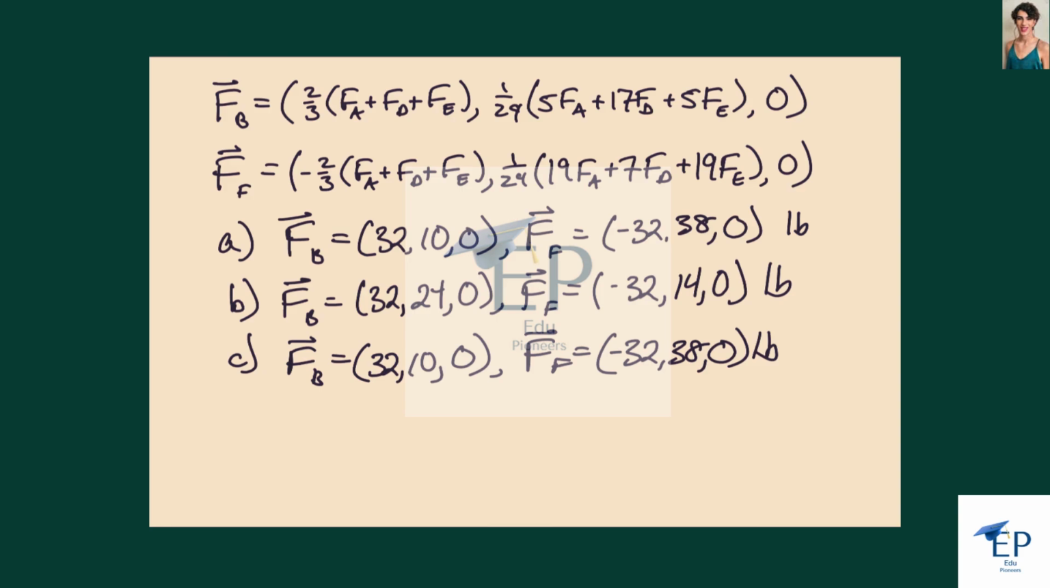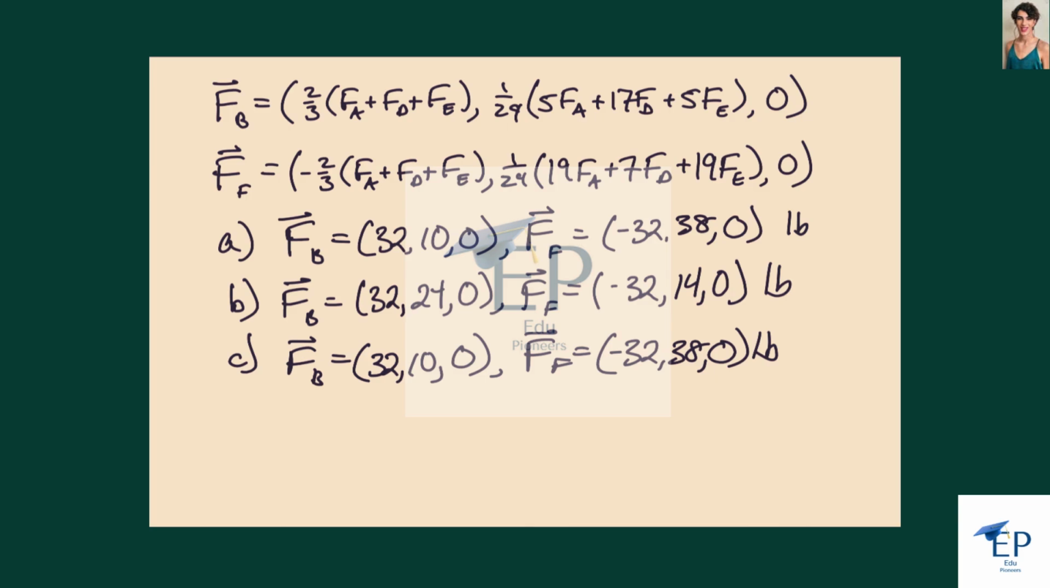And so we can see that the horizontal component, it doesn't really matter where we put the load. If at A, B, D, or E, we're going to get the same value here for each of these. So in that, it turns out to be 32. So 32 pounds. And then a negative in the other reaction at F.